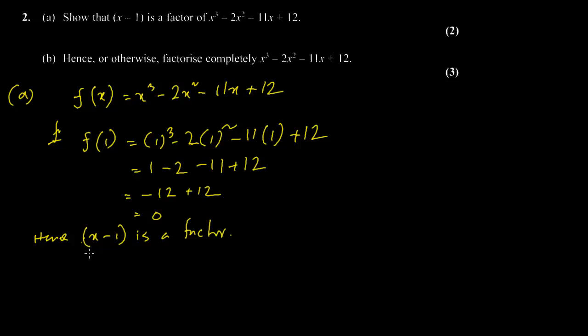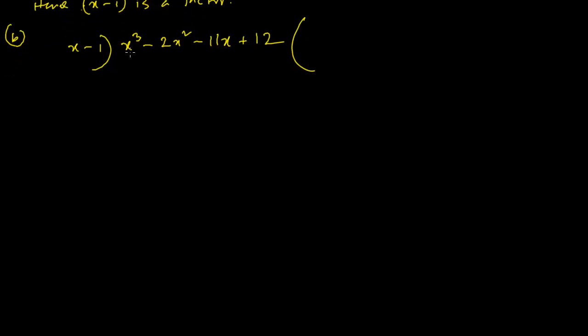Question number B, we have to factorize. In order to factorize, long division is the method for cubic factoring. So x minus 1 divided into x cubed minus 2x squared minus 11x plus 12. The first thing, we have to match x cubed. So x into x squared, we get x cubed, minus 1 into x squared is minus x squared. Then we change the sign here. This is minus, this is plus. We can cancel this off.